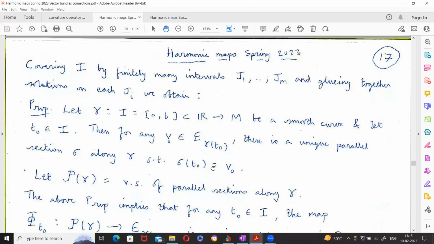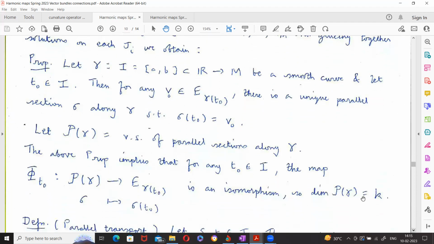Yes, sir, it's fine. Okay. So now, since the covariant derivative d sigma dt is a linear map, if sigma 1 and sigma 2 are parallel sections, then so is their sum, right? d/dt of sigma 1 plus sigma 2 will also be 0. And also any scalar multiple of a parallel section will be a parallel section. So the set of parallel sections along gamma forms a vector space, which we denote by P of gamma. Okay.